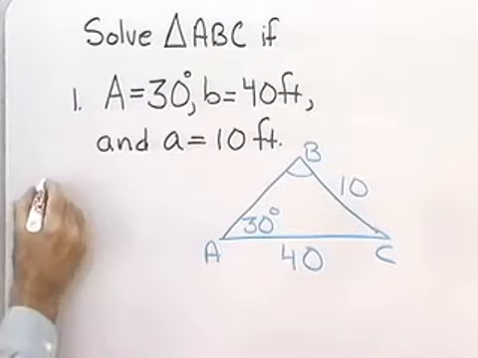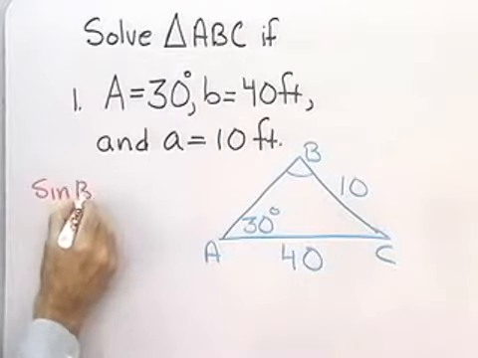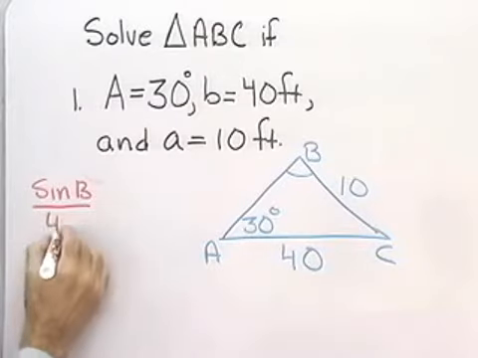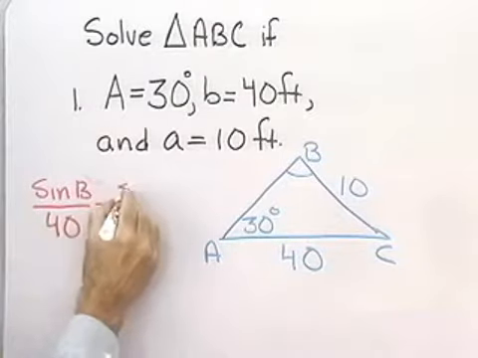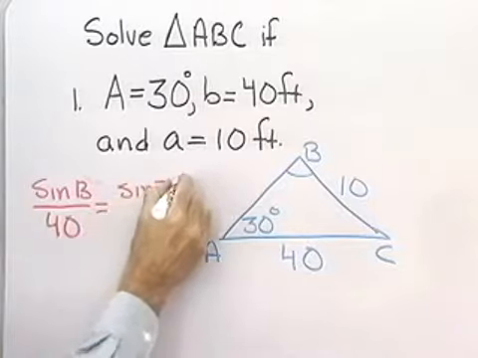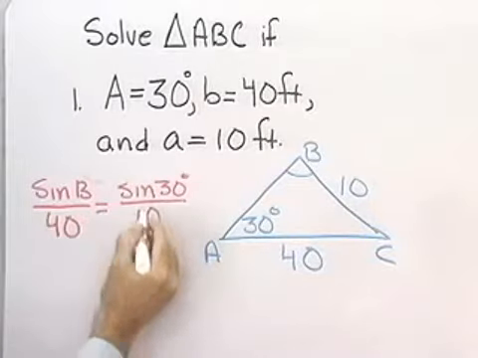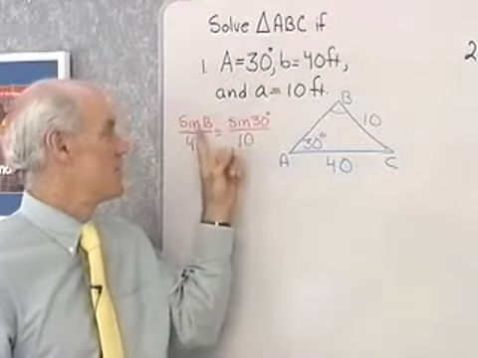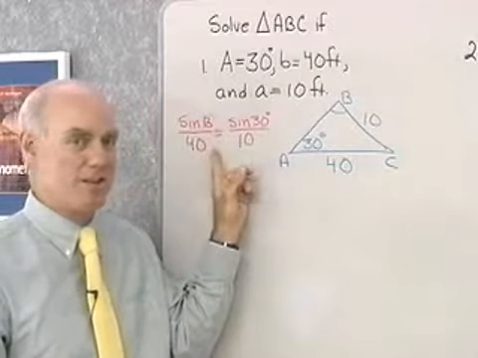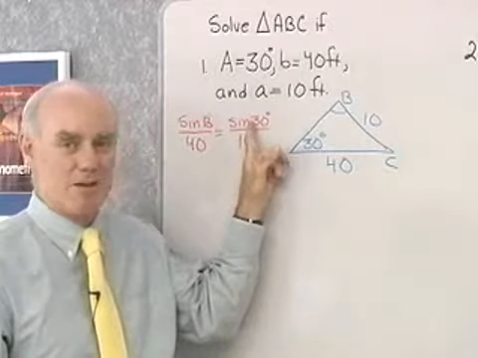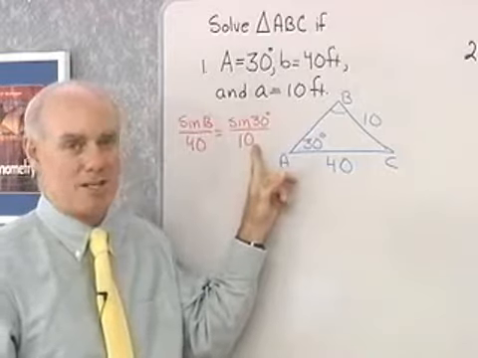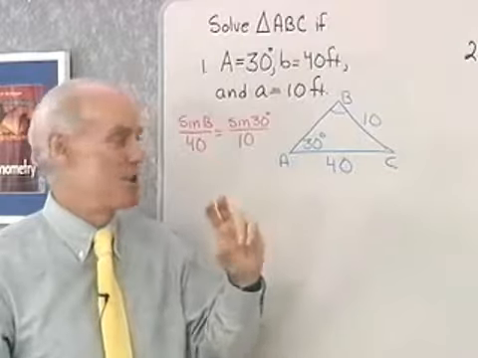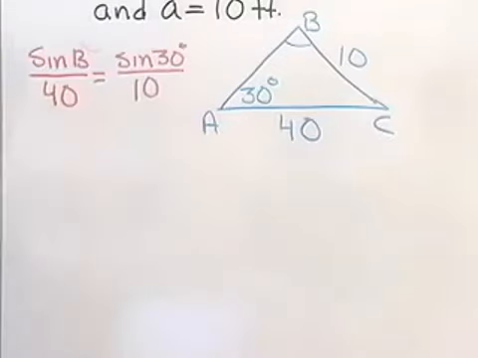So the sine of B is to 40 as the sine of 30 degrees is to 10. This is the law of sines, just like I used in the previous section, except here I'm saying the sine of an angle is to the length of the side opposite as the sine of some other angle is to the length of the side opposite it. So it looks just like the same ratios that we used in the previous section, it's just that they're upside down in this case. Let's solve for sine B.